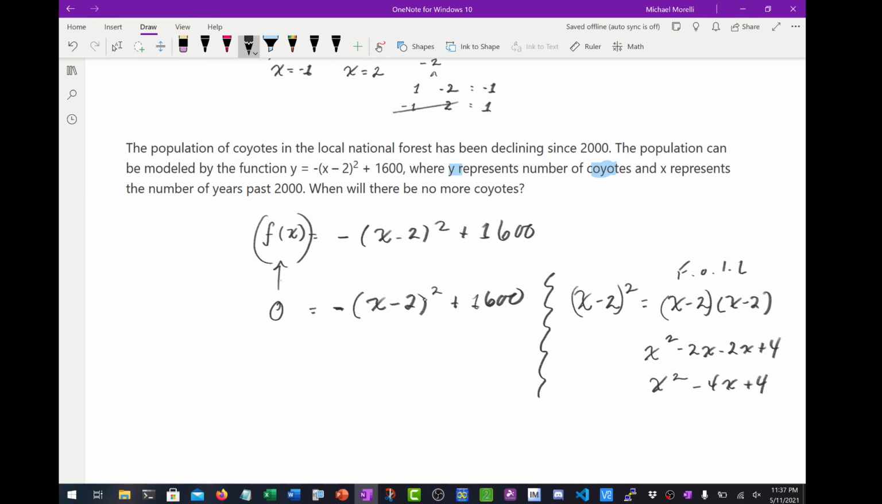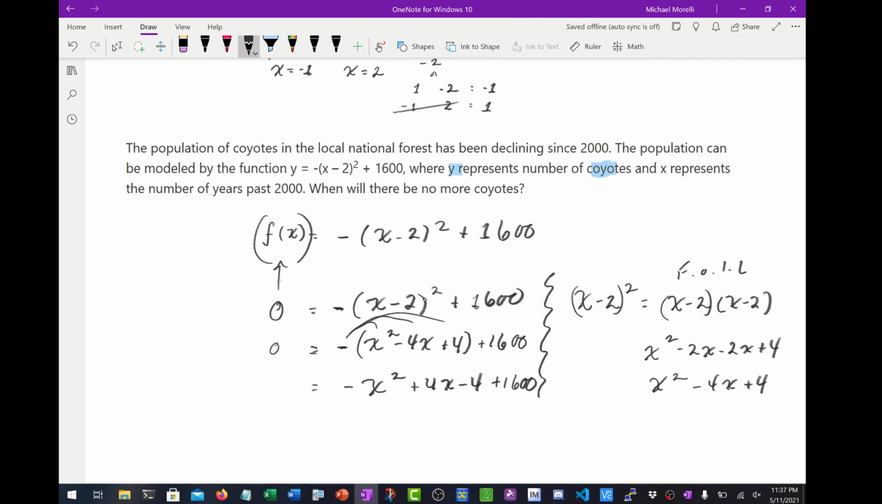So what we'll do now is we'll go back here and substitute that back in. It's going to be negative, open parentheses, x squared minus 4x plus 4, plus 1600. Distribute the negative. So you'll have negative x squared plus 4x minus 4 plus 1600.